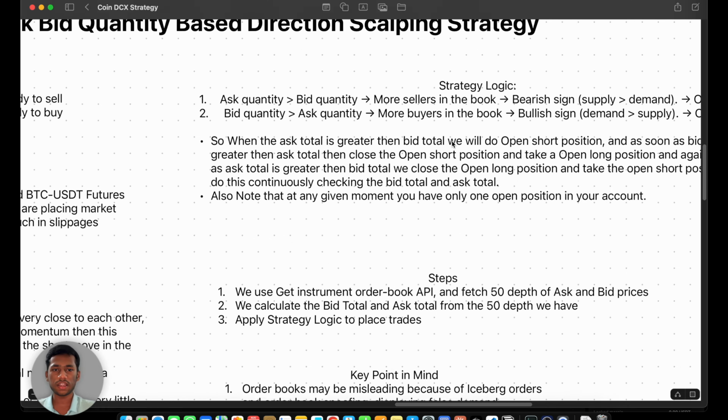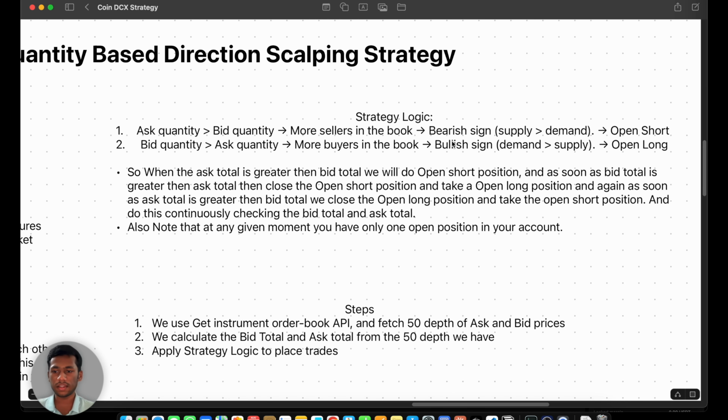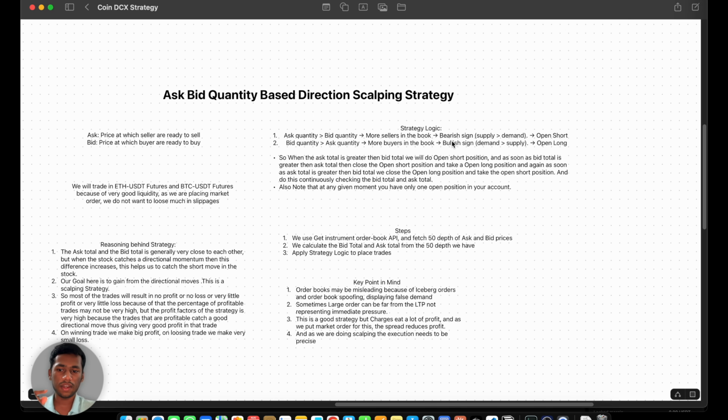The strategy logic is very simple: if the ask quantity is greater than the bid quantity, it means the sellers are more on the book. If the sellers are more, then it is a bearish sign, so we will take an open short position. In a similar manner, if the bid quantity is greater than the ask quantity, it means the buyers are more in the order book, so it is a long position and a bullish sign. At a time we are only taking one trade, and when we move to another trade, we close the previous trade.